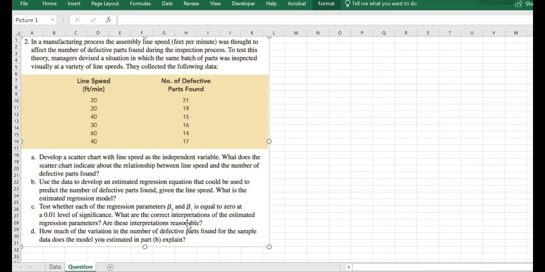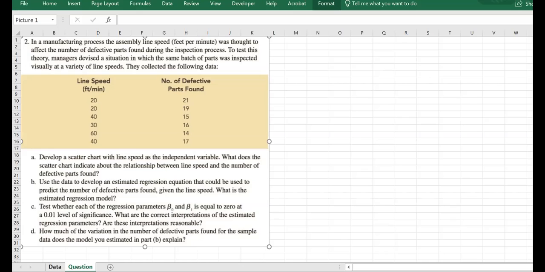And then make some comments regarding the interpretation of the estimated regression parameters, and basically comment on the coefficients. And then at the last part, how much of the variation in the number of defective parts, the dependent variable, found for the sample does this model explain? So that's just the definition of R squared. R squared is the percentage of total variation in Y that the regression model explains. So we just need to read the R squared from the table, right?